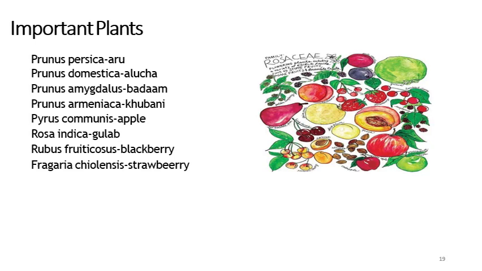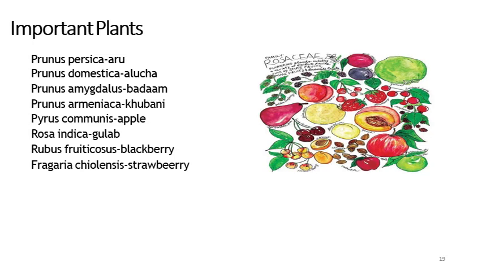So here we have some of the important plants and their fruits that we use in our daily life that are very delicious. These are the Prunus persica, aru. In our local language you can say it aru. Then we have the Prunus domestica, alucha. Then we have Prunus amygdalus, then badam. Then we have Prunus americana, cubani.